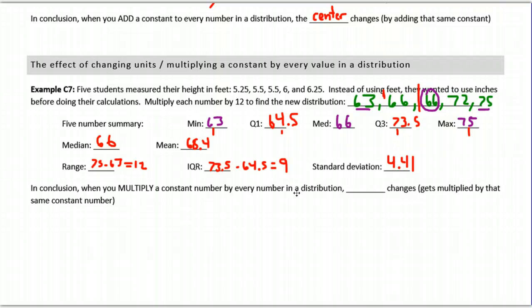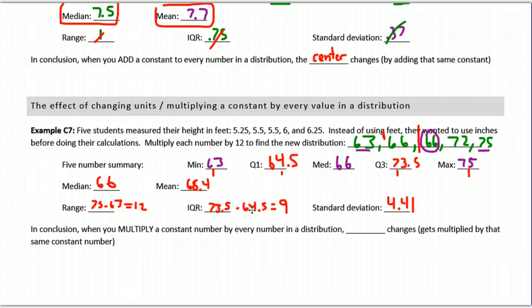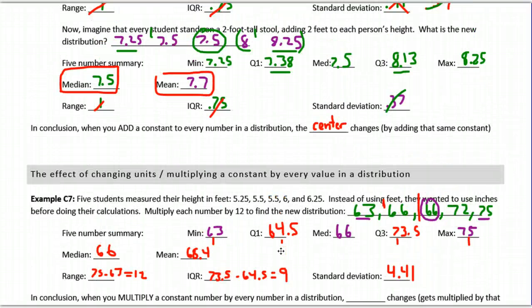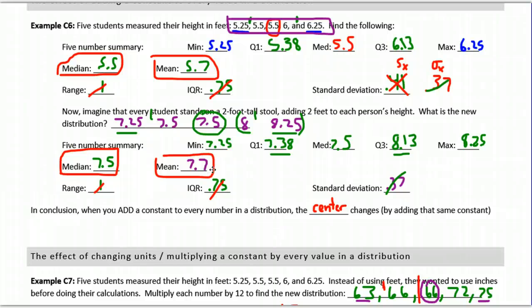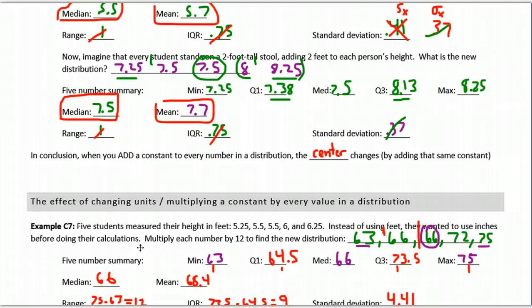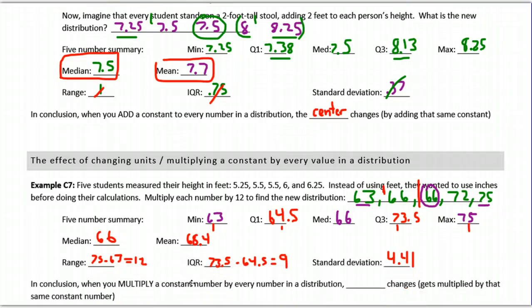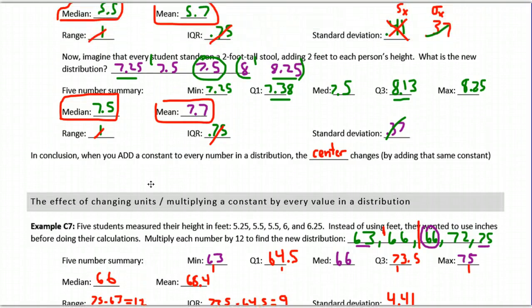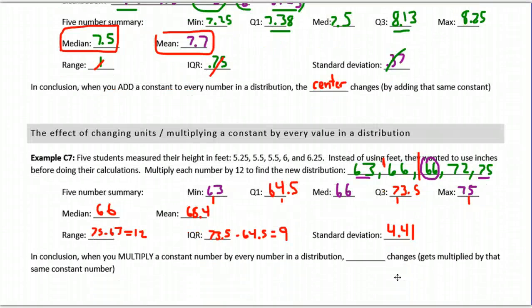So in conclusion, when we multiply every number by a constant, what changes? And we're going to have to go back to our earlier ones here. Our median went from 5.5 to 66. That changed. Our mean went from 5.7 to 68.4. That changed. Our range went from 1 to 12. IQR 0.75 to 9. And standard deviation from 0.37 to 4.41. So they all went up. So all of them changed.